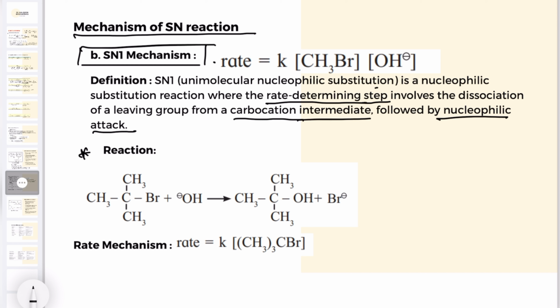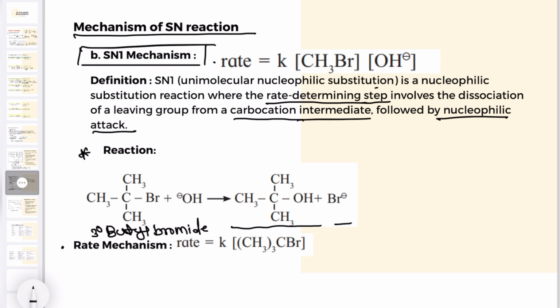If the rate determining step is there, that means presence of one step or two step reaction, it is a two step reaction. Let us first see the reaction. Here the tertiary butyl bromide compound is there. Tertiary butyl bromide. This OH is a nucleophile which attacks on this carbon atom. Then formation of this tertiary butyl alcohol, Br- is evolved.